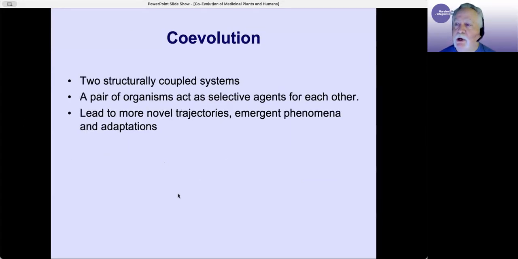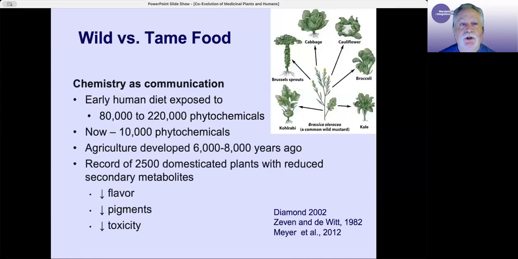So we're going to talk about coevolution. These are two structurally coupled systems, plants and humans, and they act as selective agents for each other. And because of that dual action, you tend to get what are called novel trajectories or emergent phenomena. And this is what it'll look like. We can talk about wild and tame food, if you will.